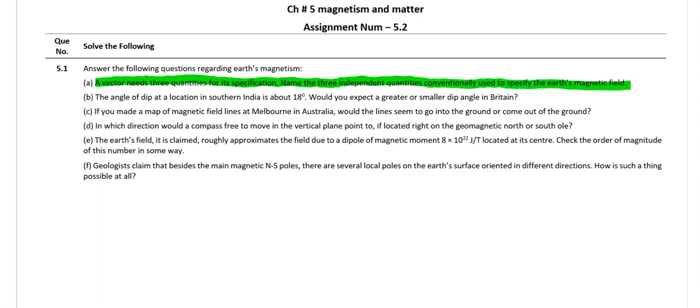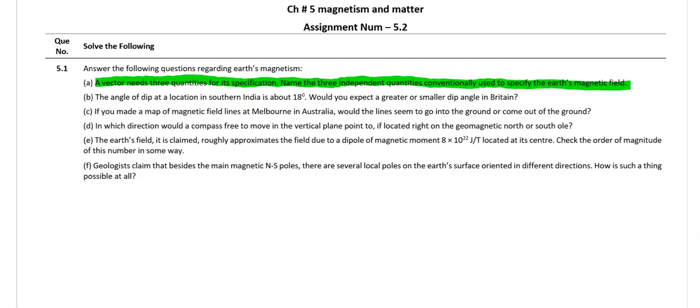Now, we need three values x, y, z, or i cap, j cap, k cap, to locate any particle in three-dimensional space. How do we specify the magnetic field at any place on the Earth? The quantities we need are magnetic declination, magnetic dip angle, and the horizontal component of Earth's magnetic field. If you know these three quantities, you can estimate the magnetic field at any given place on the Earth.